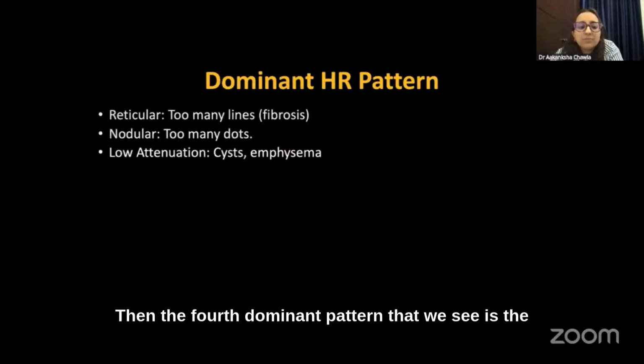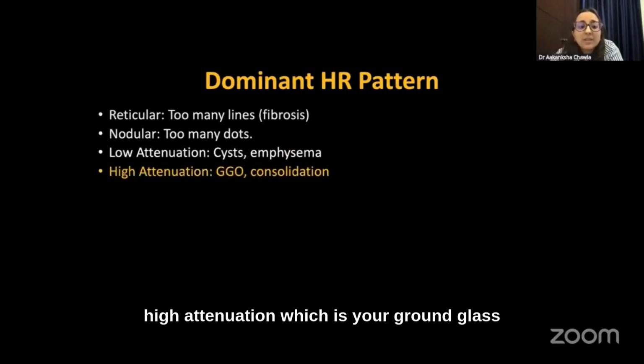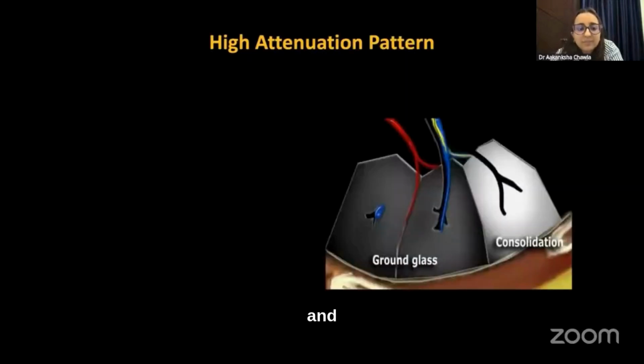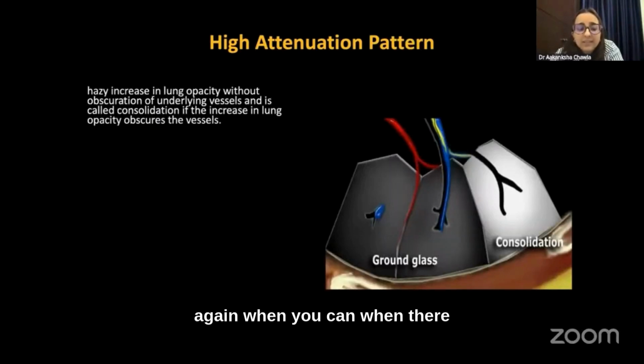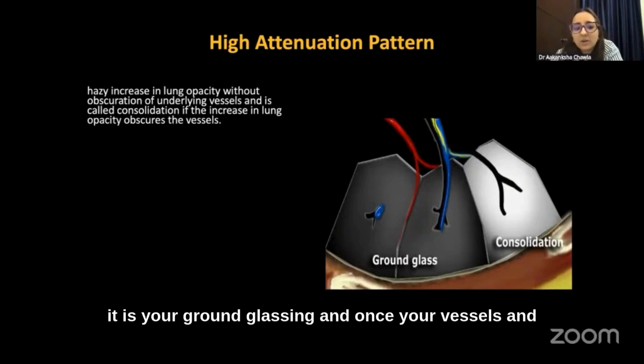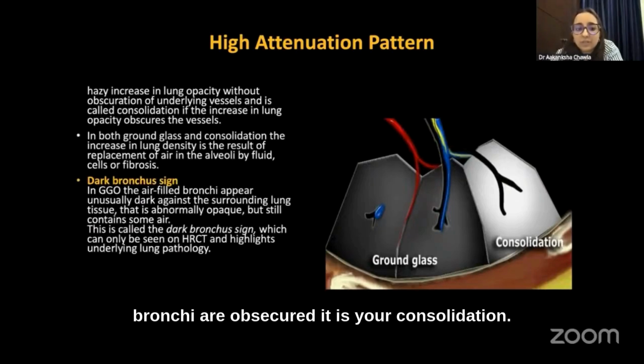So then the fourth dominant pattern that we see is the high attenuation, which is your ground glass opacities and consolidation. There are various acute and chronic causes of ground glass opacities. And again, when there is increased lung opacity without any obscuration of your underlying vessels and bronchi, it is your ground glassing. And once your vessels and bronchi are obscured, it is your consolidation.